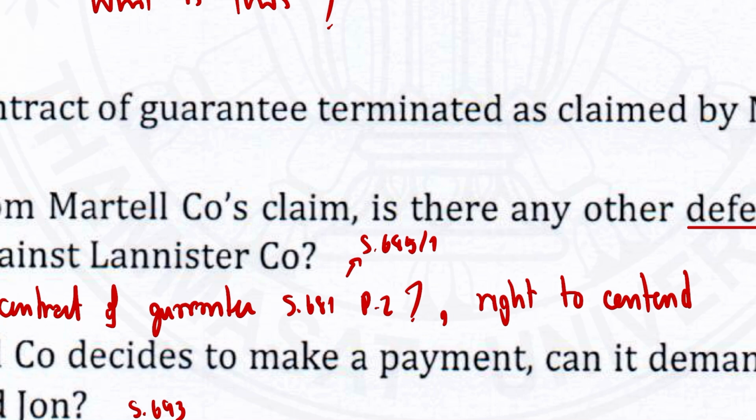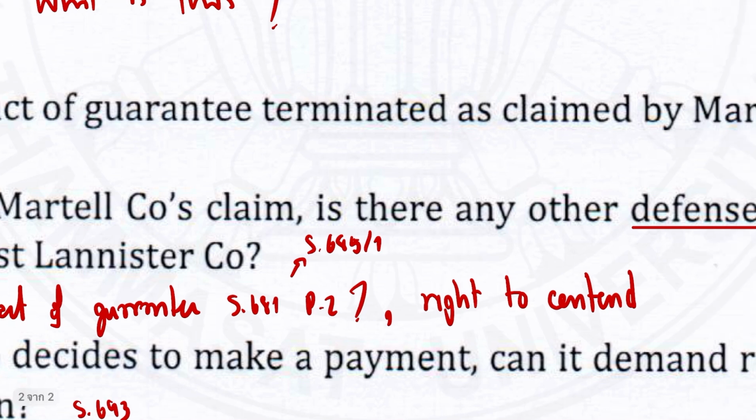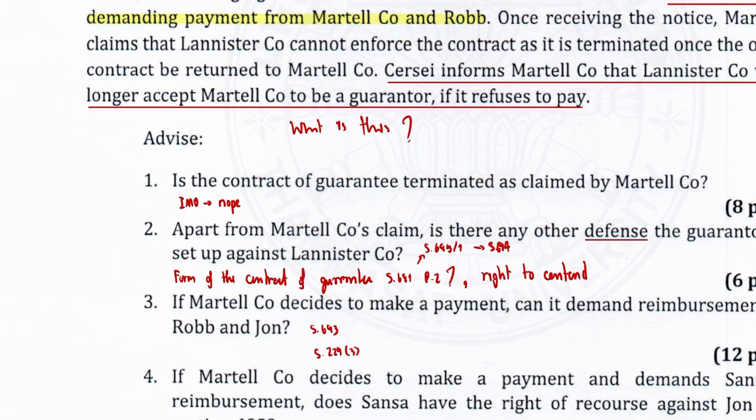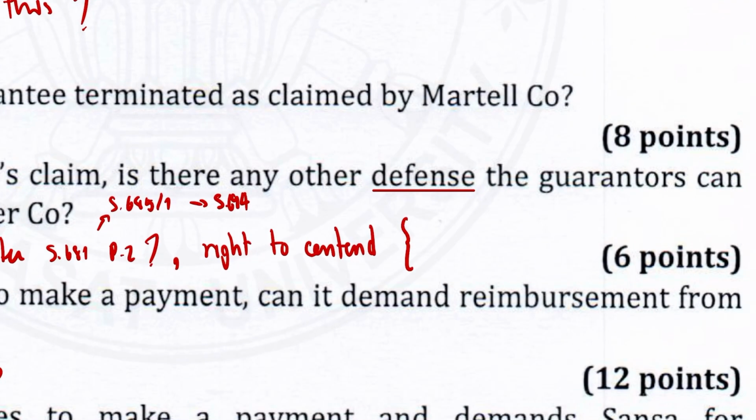This means that if we can raise something about the voidness, it is a guarantor defense that can be raised under section 694. Another part that was never mentioned, and although I think it is not a defense, should be answered, is the right to contend. In this case, the right to contend involved is section 688 and section 689. Section 690 will not be considered because there's no fact about real security.